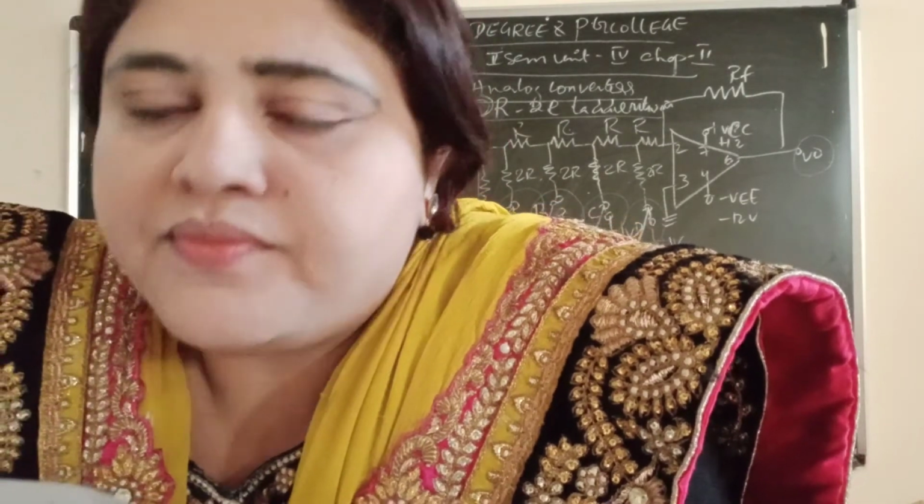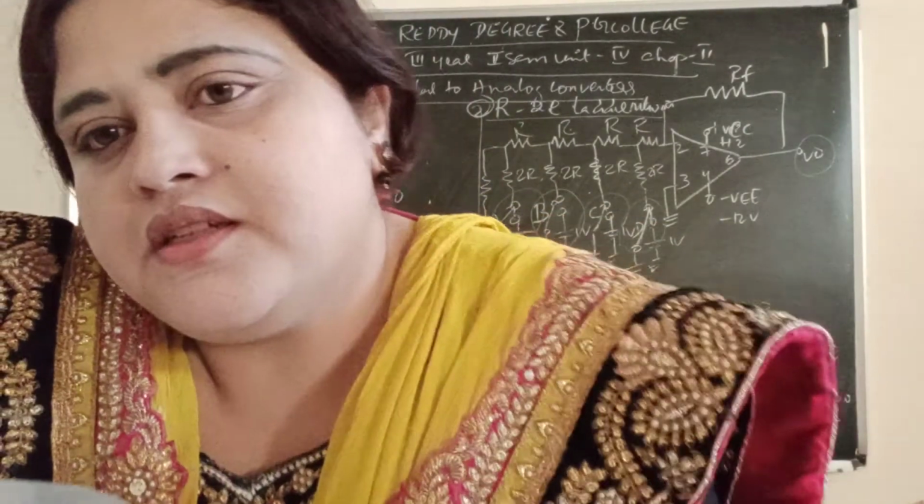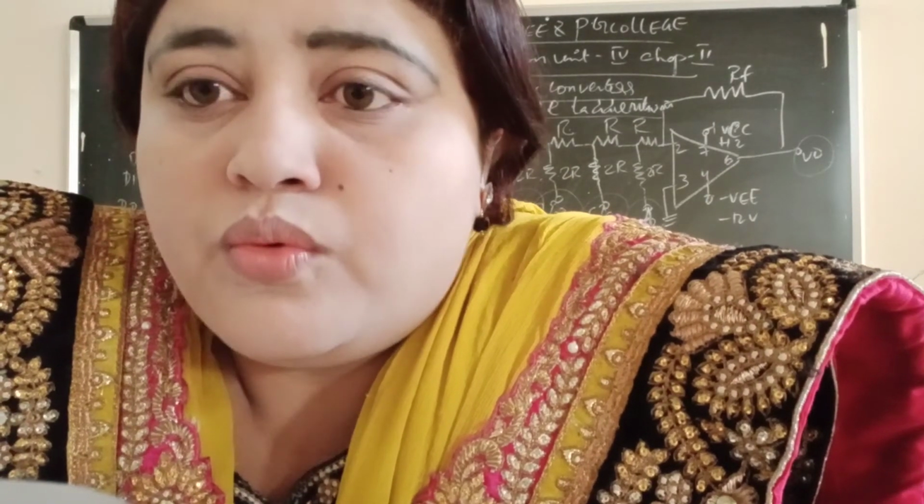So the two parameters are over. What we have studied, once again we will recap. In this second chapter we have studied digital to analog converters. These digital to analog converters are of three types: current, voltage, and multiplying. A D2A converter means the input will be in the form of digital and the output will be in the form of analog.